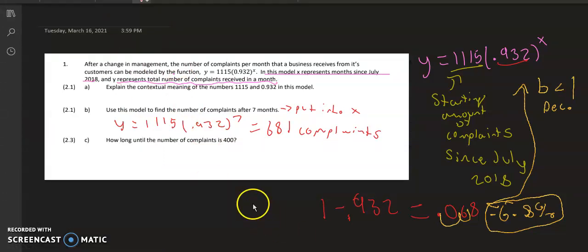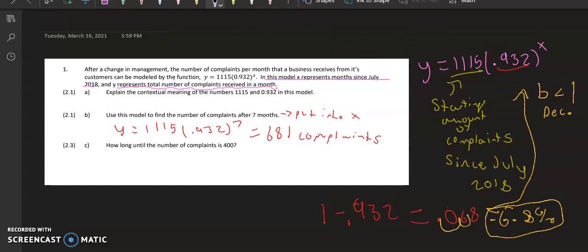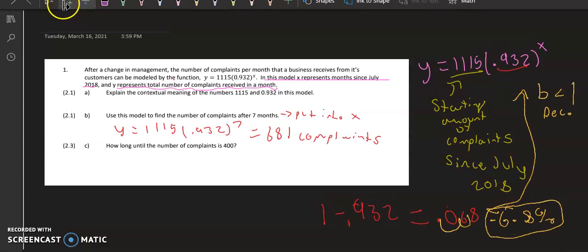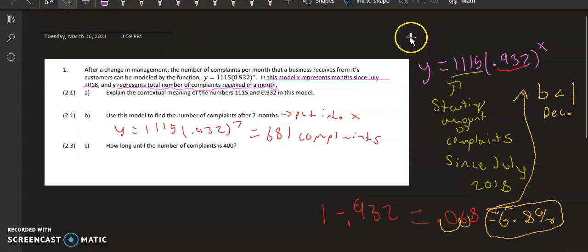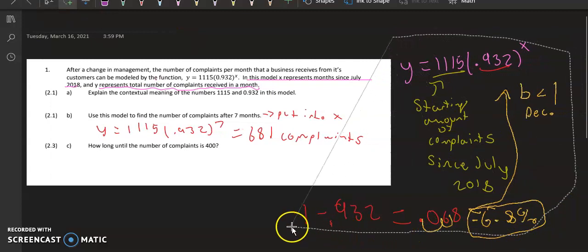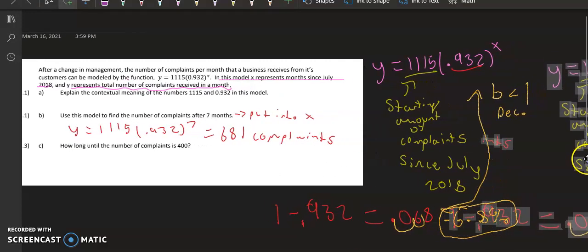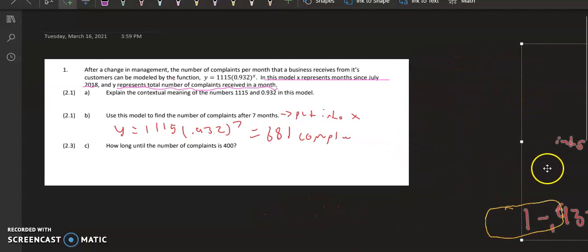And the next part of this is how long until the number of complaints is 400. So let me remove all this stuff. Let me see if I can remove it somehow. Let me see if I can move this a little. I think I can, but let's try it. We're going to delete this. We're just going to move it off to the side because that's pretty straightforward what we did.